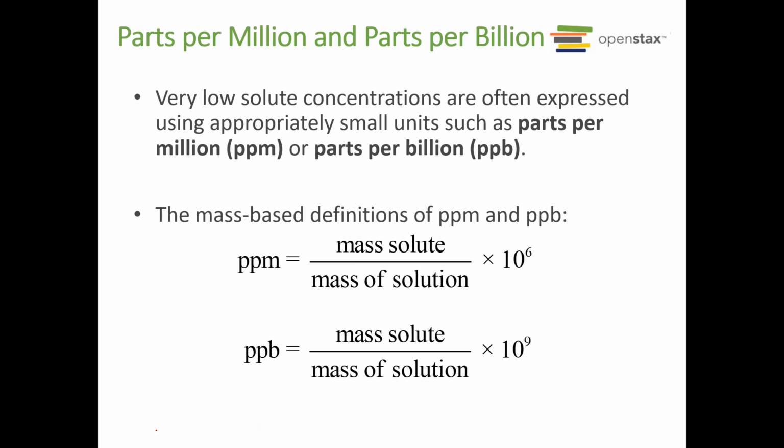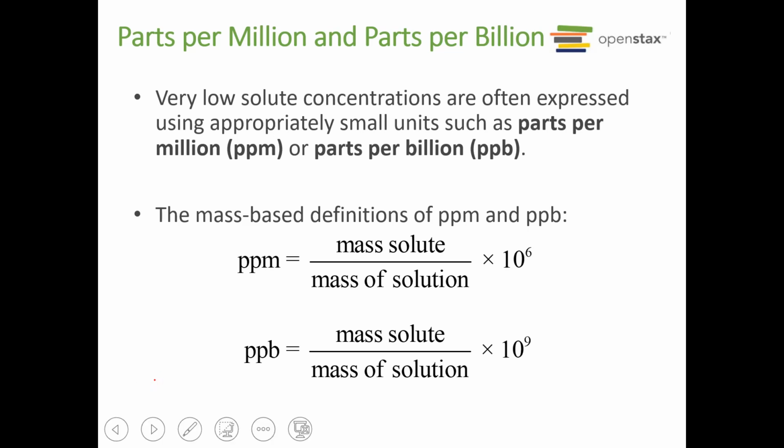Now, parts per million and parts per billion have very similar definitions. The only difference is the exponent. Parts per million is the mass of the solute divided by the mass of the solution times 10 to the 6th. Parts per billion is the mass of the solute divided by the mass of the solution times 10 to the 9th.